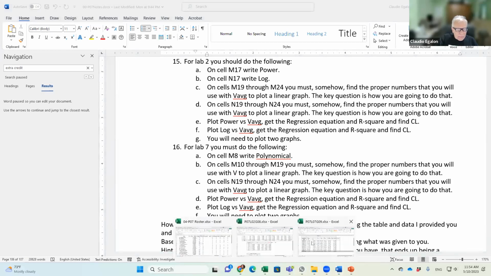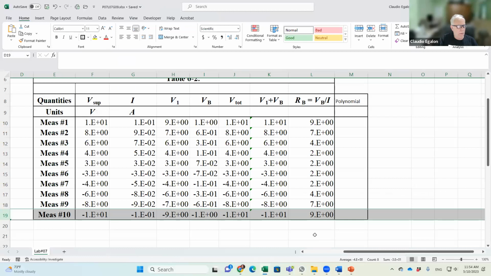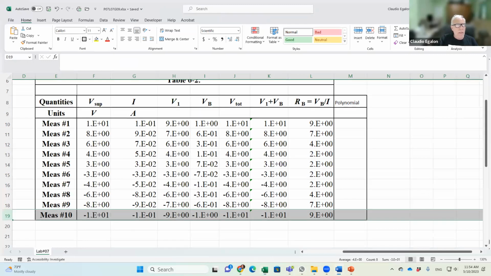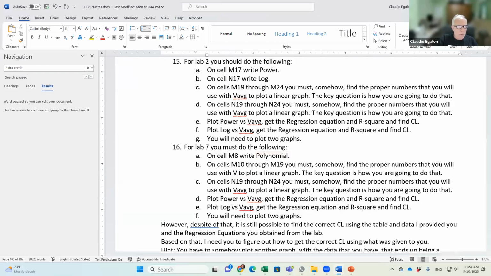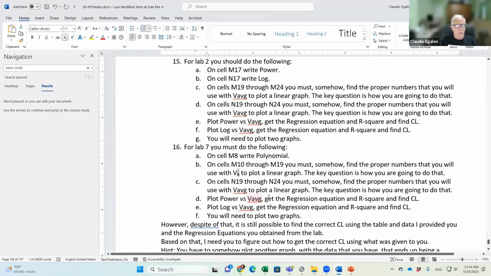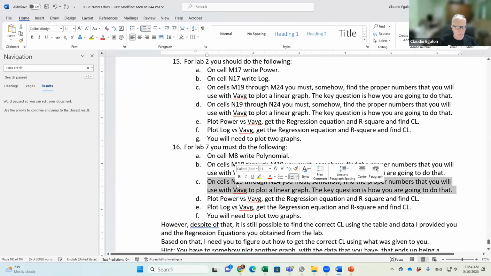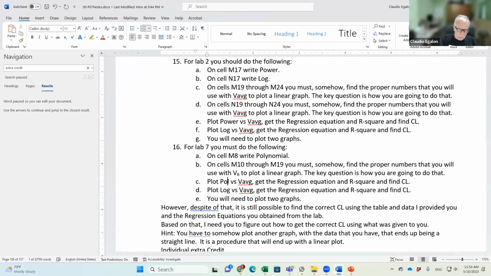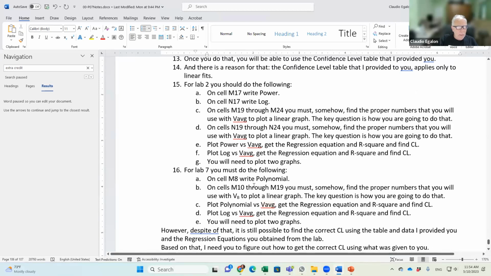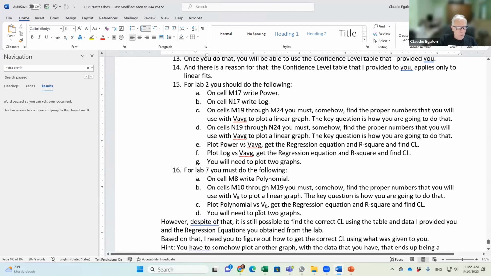Is that V? Let's take a look here. No, actually it's VB. You will use the numbers with VB to plot a linear graph. The key question is how you're going to do that, just like before. Plot polynomial versus VB, get the regression equation and R squared, and find CL. In this case, you need to plot only one graph.